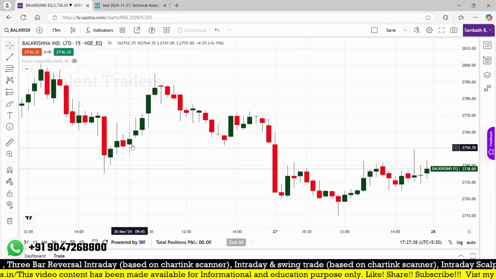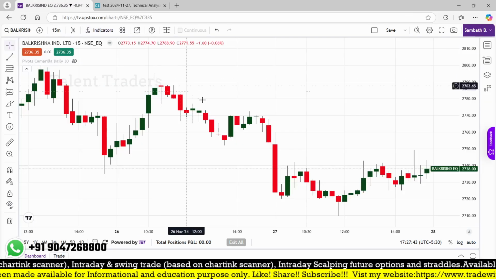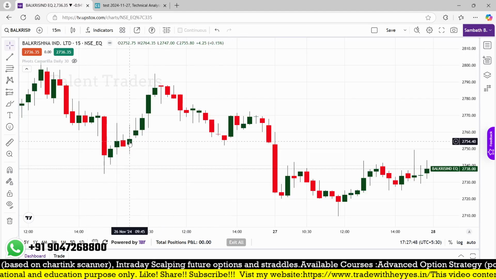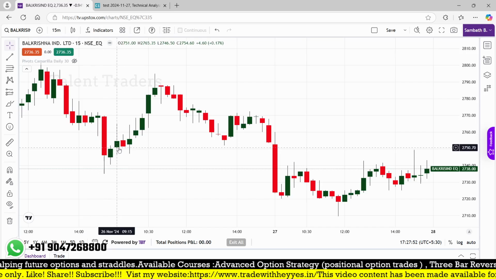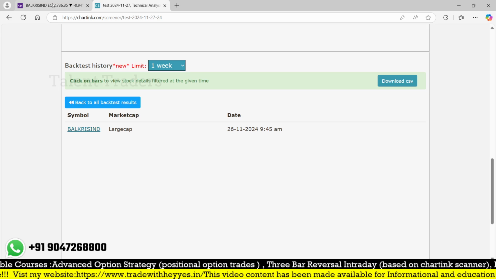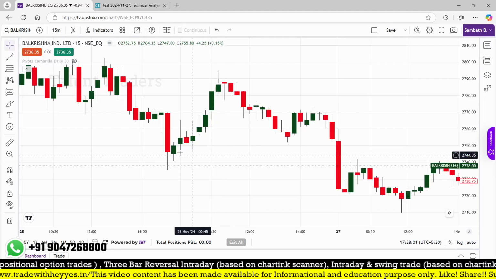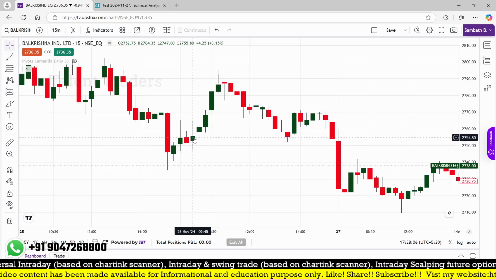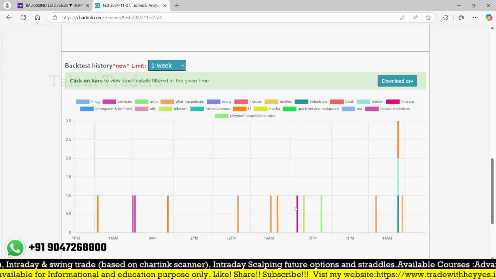Maybe this particular one, wait a moment. This is 26/11/9/45. This is the point, 26/11. I think it is showing you wrong. 26 Balakrishna Industries. That's right, but the candle color may be different. Whether we are checking right, 26/9/45. Maybe from this point, 2754, it went higher. That also works well. And let me check the previous one.